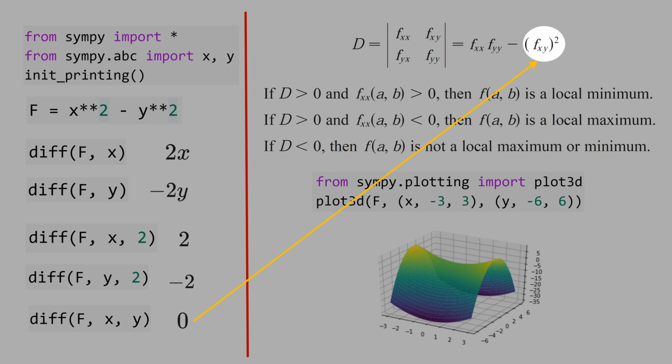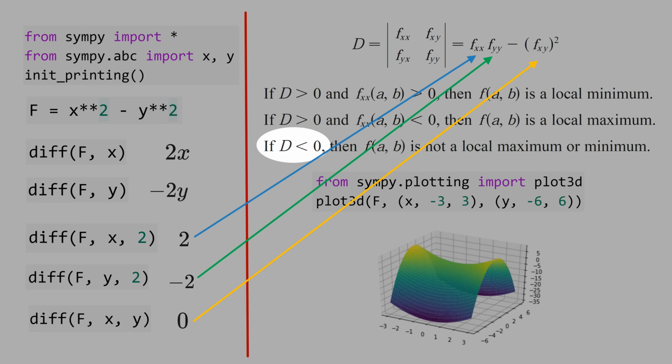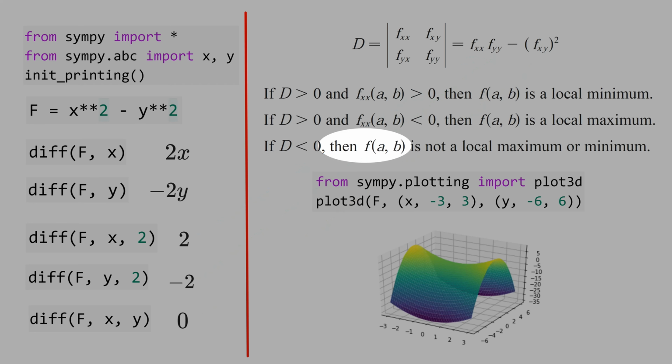Therefore, fxy is equal to 0, and fxx times fyy is 2 times minus 2. That means it is minus 4. We got D equals minus 4. That means if D is smaller than 0, then f(0,0) is not a local maximum or minimum. That means f(0,0) is not a minimum or maximum.